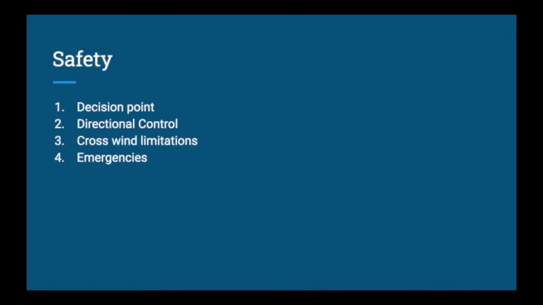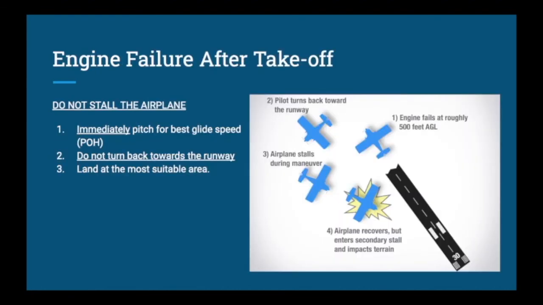So safety for today's lesson, we want a decision point or a go-no-go point. We want to maintain directional control during our takeoff roll. Keep in mind our crosswind limitations for the aircraft and any emergencies that could happen during the takeoff. It's a really critical phase of flight, especially right after rotation. One of these emergencies is the engine failure after takeoff. The most important thing is to continue to fly the plane. So do not stall the airplane. It's not going to end well for yourself.